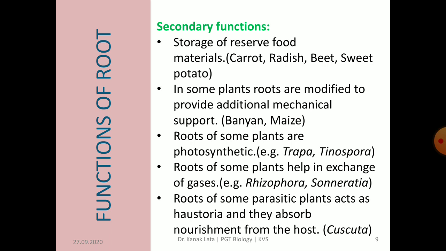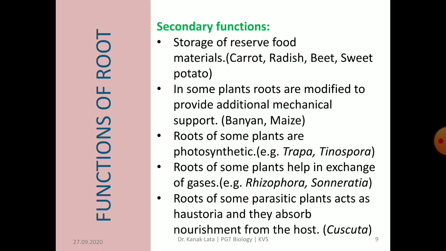Second secondary function is about additional mechanical support. So some roots originate from other than radicle and give mechanical support like banyan and maize. In banyan, it is called prop root, and in maize it is called stilt root. In some plants like Trapa, Tinospora, roots are photosynthetic and they perform the function of photosynthesis. Roots of some plants help in gaseous exchange as it is seen in Rhizophora and Sonneratia.